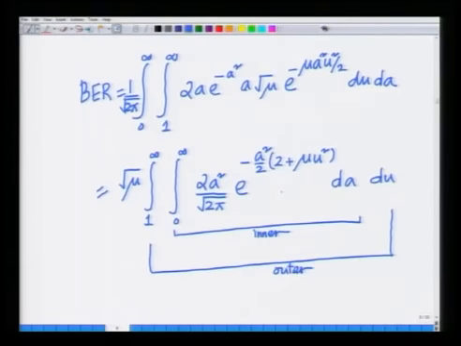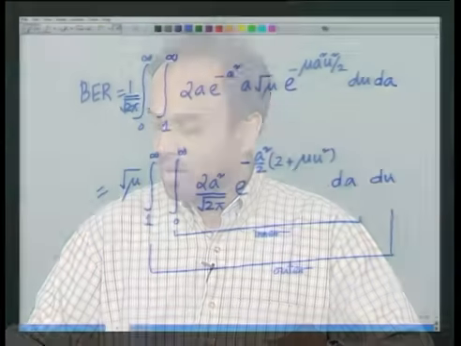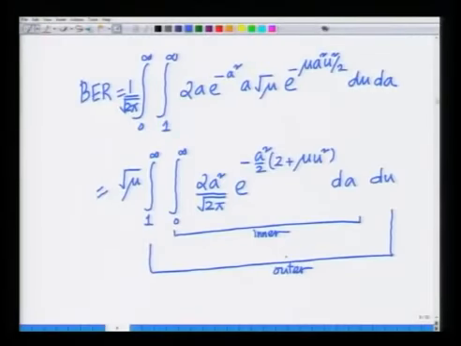So, the integral, because of the flip that we did, the inner integral is now with respect to a and the outer integral with respect to mu. Now, let me first simplify this inner integral, which is the integral from 0 to infinity of 2a square by square root of 2 pi, e power minus a square over 2 times (2 plus mu u square). Let me simplify this inner integral.